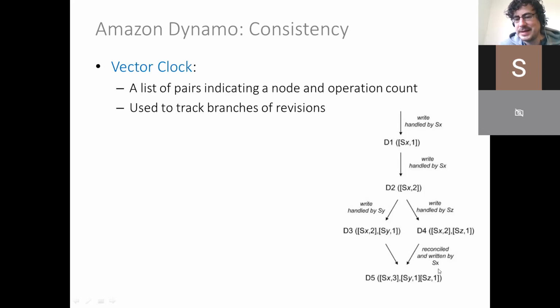So these can be reconciled and written by one server. Let's say they're reconciled or merged by server X again. In this case, this counts as an operation. We can say that now server X has applied 3 operations to the shopping cart, server Y 1 operation, server Z another operation. So this vector clock idea is used to indicate essentially how many operations each server has applied to a given object of interest. And that allows us to know when we have divergent versions of some object.